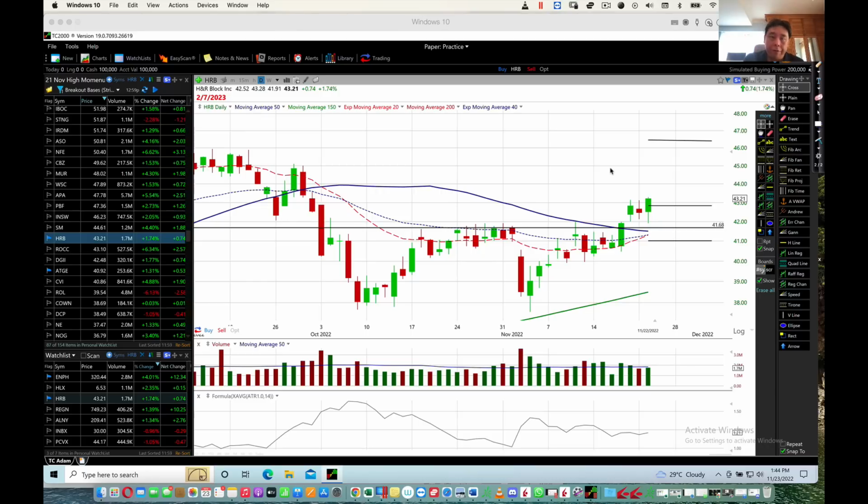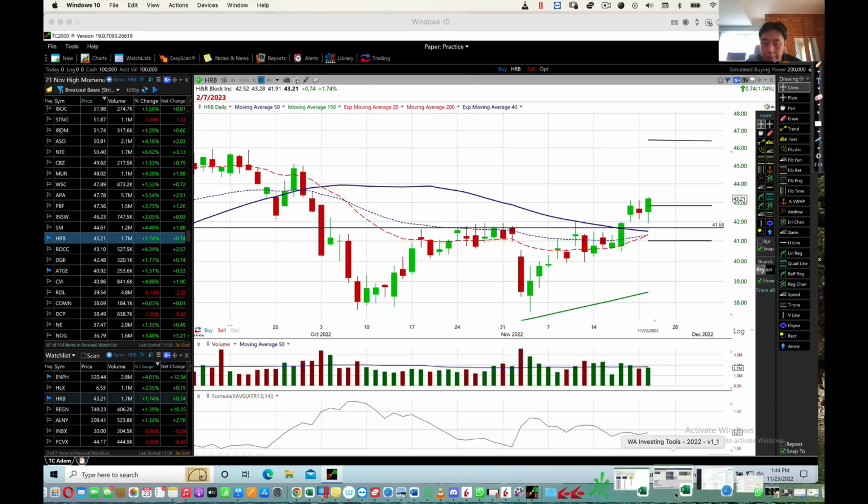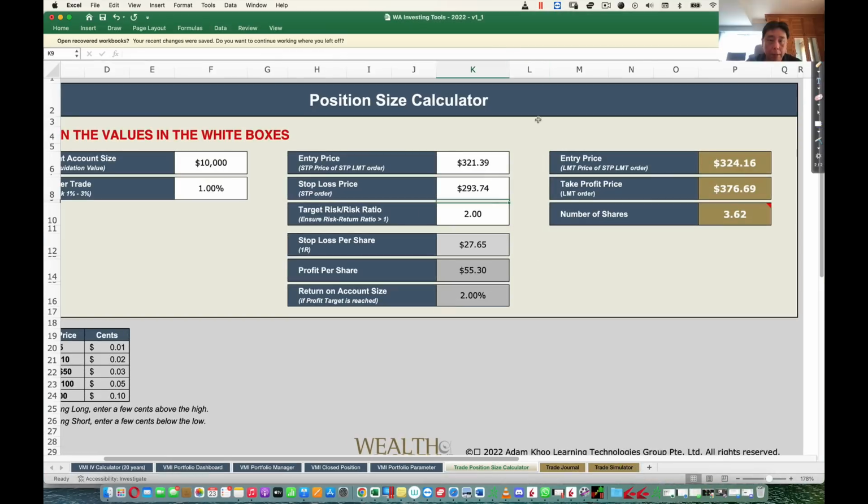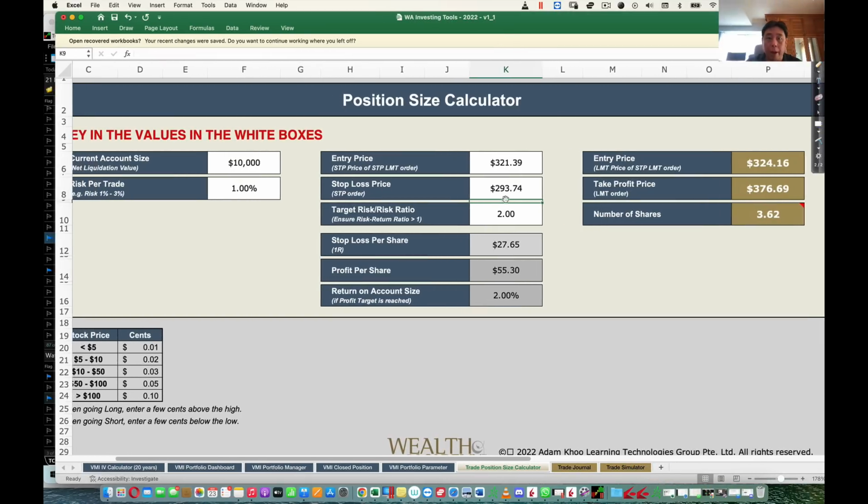As I mentioned in the first part of the video, your entry and exit strategy is only one part. The second part is again position sizing, calculating the number of shares to buy. So you only risk a small percentage of your capital. So in a losing trade, you only lose 1%, right? But in a winning trade, you win 2%. So let's go to the position sizing calculator to calculate the number of shares to buy.